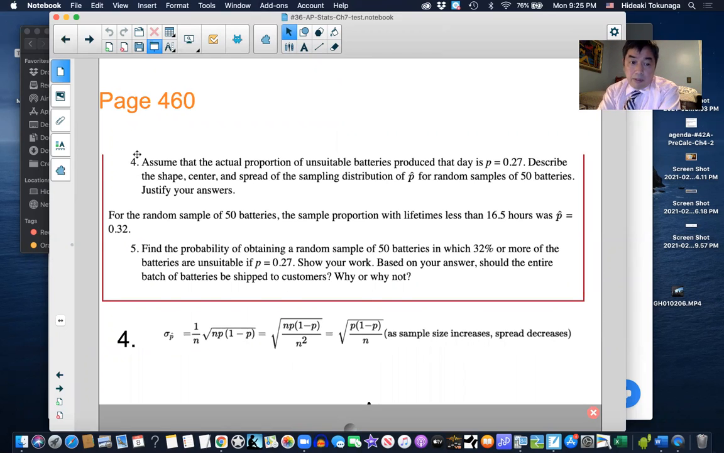Number 4 is: assume that the actual proportion of unsuitable batteries produced that day is proportion, right? Equal to 0.27. Describe the shape, center, and spread of the sampling distribution of p hat of a random sample of 50 batteries. Justify your answer. Okay, so if it's random samples of 50 and of the p hat, right? So this sample proportion is going to be run on this equation, right?